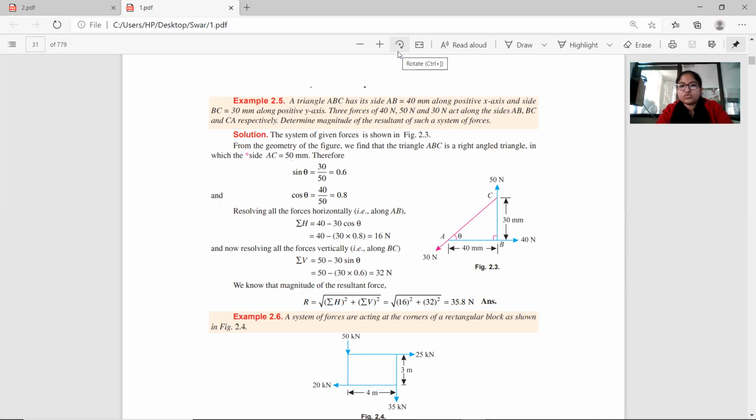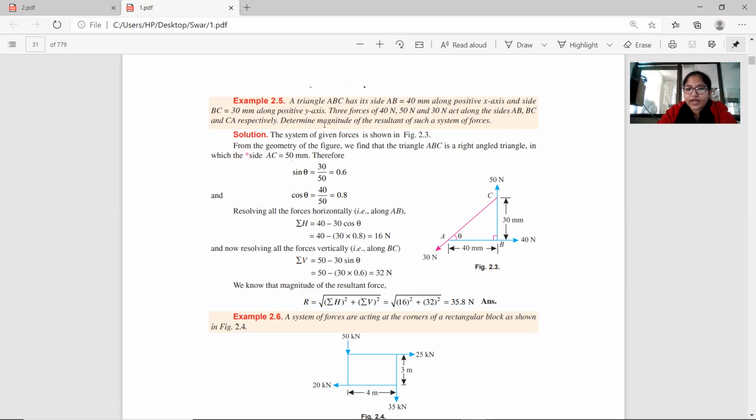So what we have to calculate here is the magnitude of the resultant force of this system of forces. Okay, so let's start the solution. We have this system with the 30 Newton force, 40 Newton force, and 50 Newton force. Firstly, the triangle ABC is a right angle triangle because we have the x-axis and y-axis.